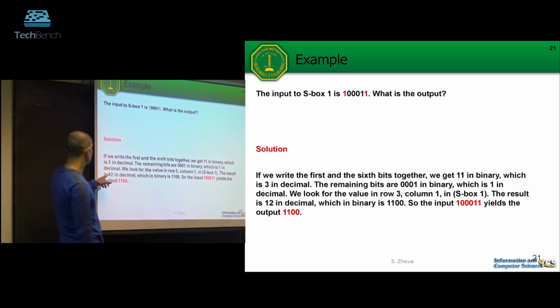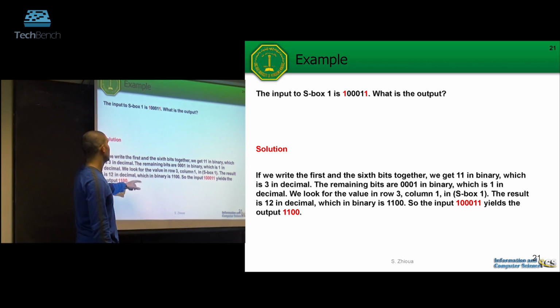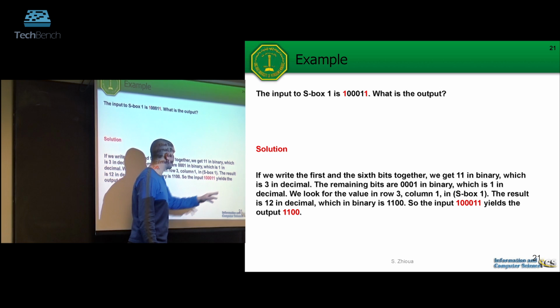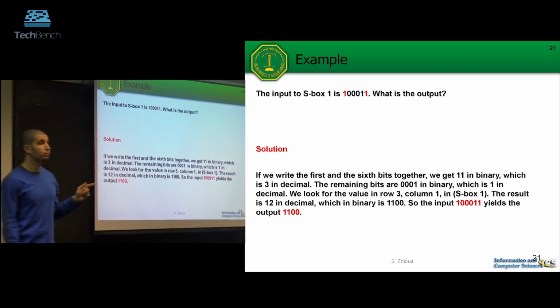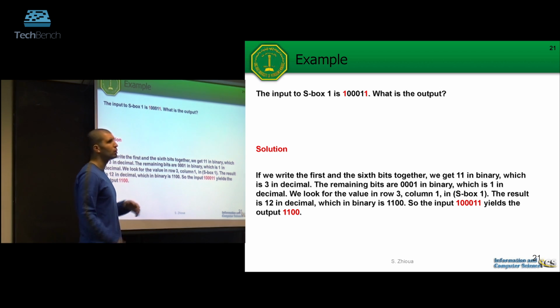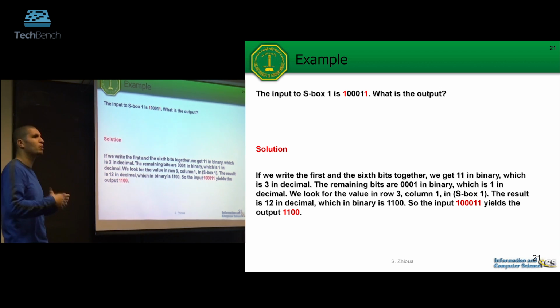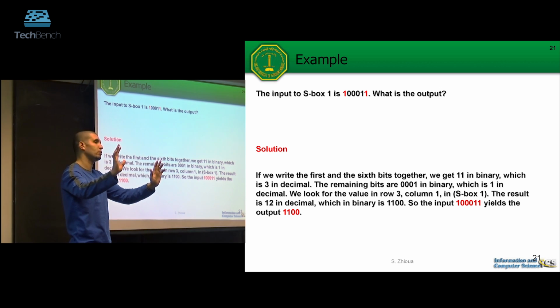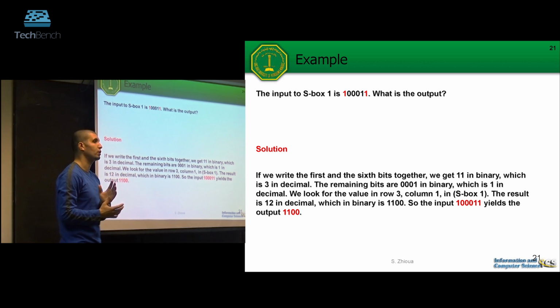So we look at the value in row 3, column 1. The result is 12 in decimal, which is binary 1100. So the input 100011 yields the output 1100. The numbers in the S boxes are random. The S boxes and the permutation boxes are known, all because of compatibility issues. Remember Kerckhoffs's principle: the system is known, the algorithm, everybody knows it. The problem is the key.